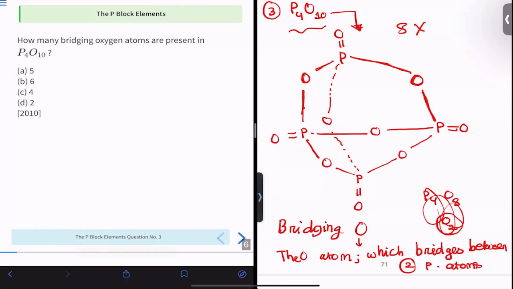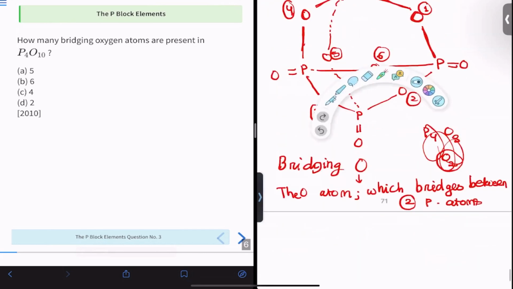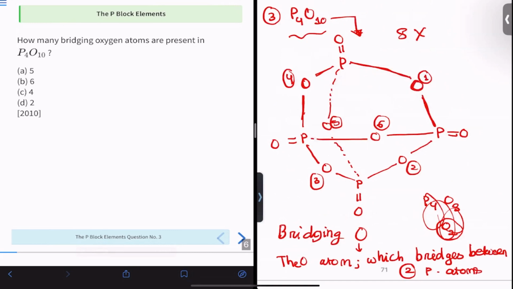So how many oxygens are bridging between 2 phosphorus atoms? This oxygen is bridging between 2 phosphorus atoms. Oxygen number 1. Again this is bridging between 2 phosphorus. Oxygen number 2, 3, 4, 5, 6. So there are 6 bridging oxygen atoms present in P4O10. Option number B.